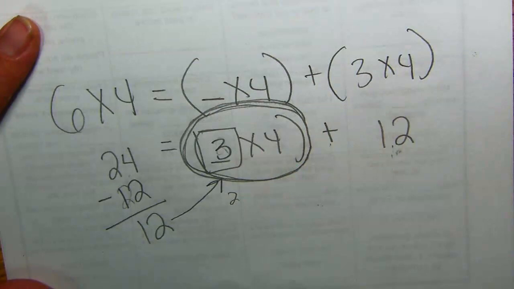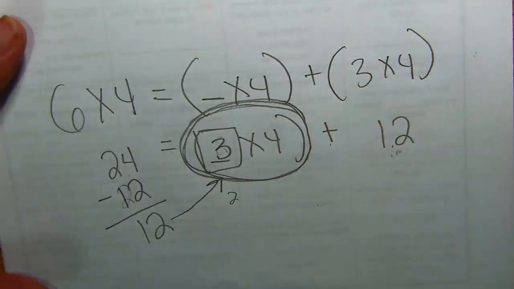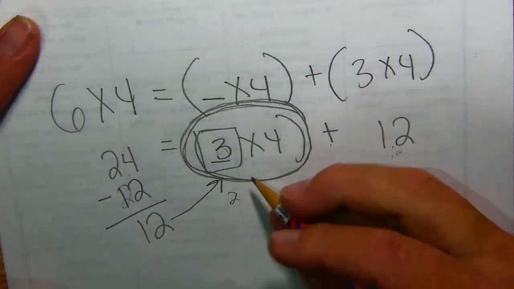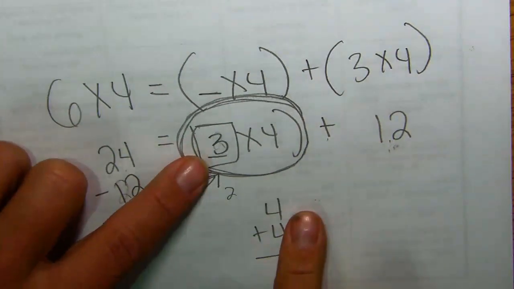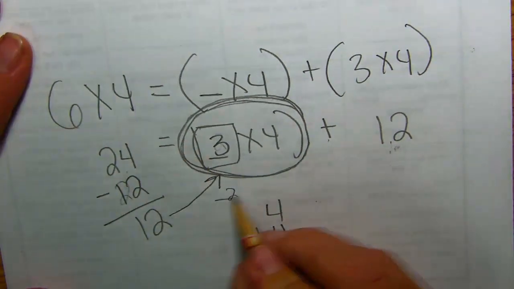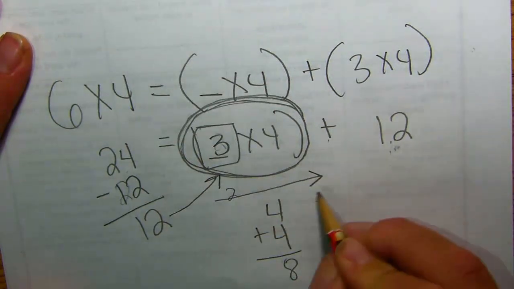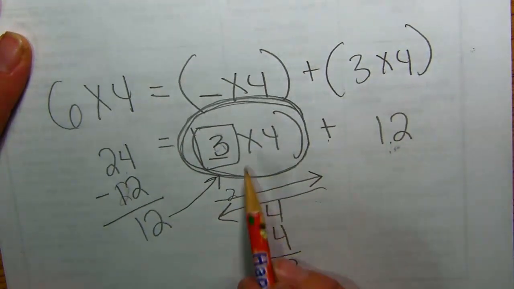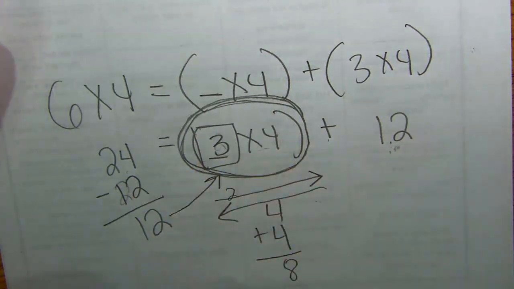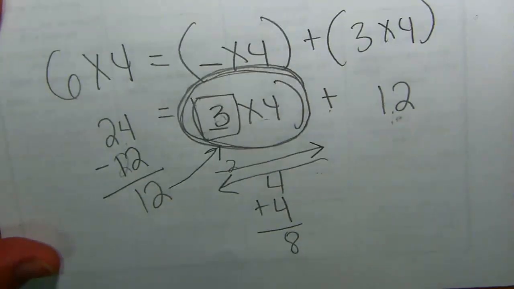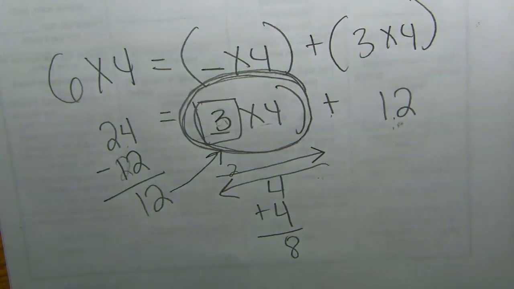Now, if you put a 2 there, you might want to double check. 2 groups of 4 is 8. Remember, you can read multiplication this way, or you can read multiplication this way. So you can see this as 4 groups of 3 or 3 groups of 4. Final answer is going to be 3.